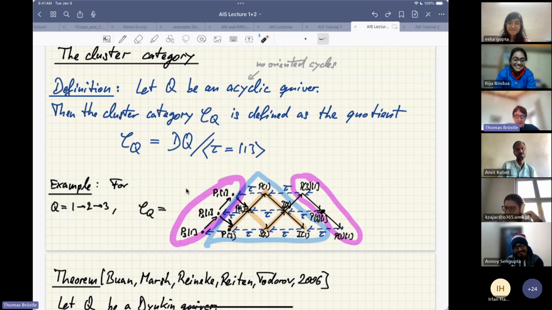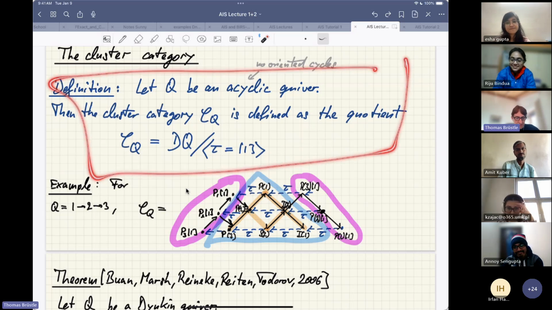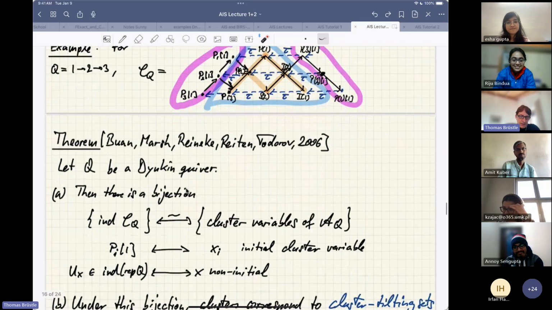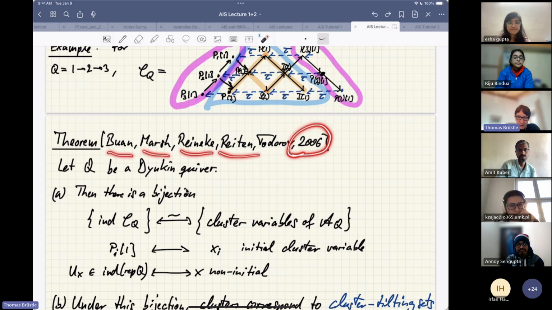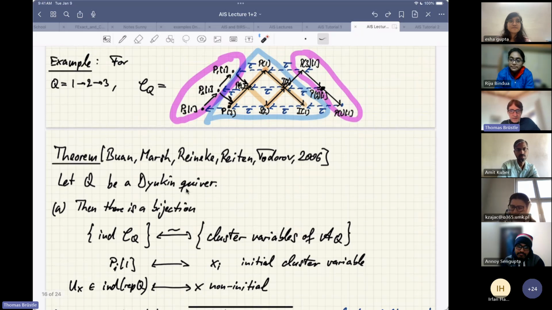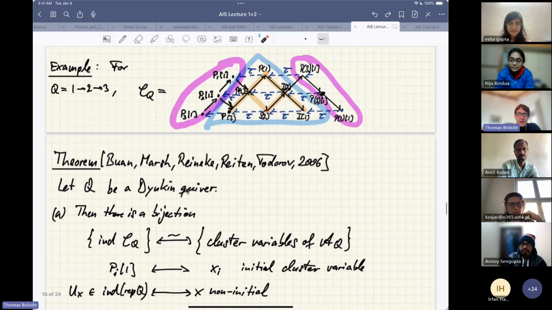Now, this is the definition of the cluster category. This definition of the cluster category has been given in 2006 by Buan, Marsh, Reineke, Reiten, and Todorov. And then they proved a number of results. So this is the main theorem coming from representation theory.